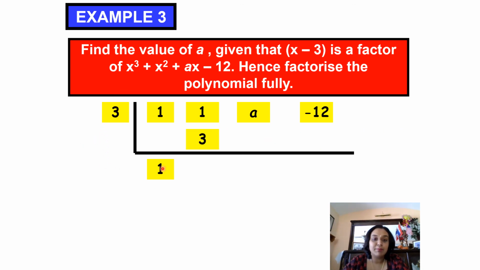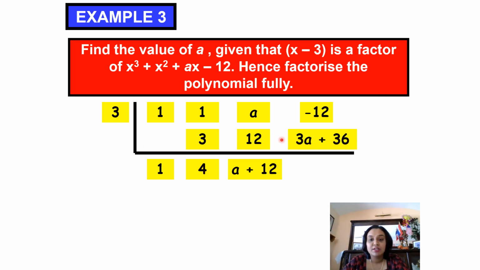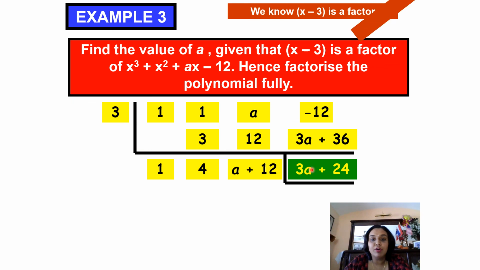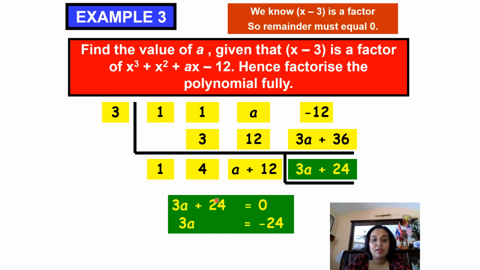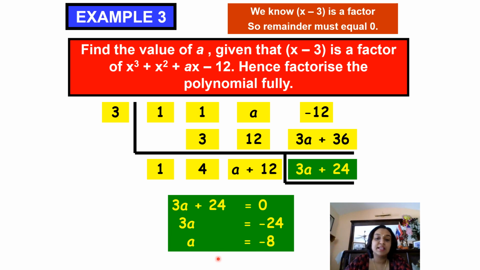Bring down the 1, multiply by 3, you get 3. 1 plus 3 is 4, and 4 multiplied by 3 is 12. So a plus 12 here, and a plus 12 multiplied by 3 is 3a plus 36. Then you add both of these, and this will give you the remainder: 3a plus 24. This equals 0 because x minus 3 is a factor, according to the remainder theorem. So we equate it to 0 and solve for a. It's actually -8.